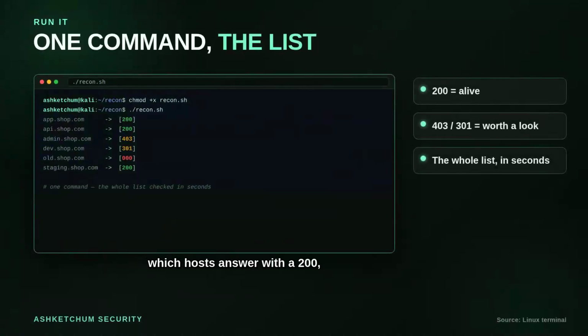So in one run, you see which hosts answer with a 200, which threw a 403, and which are dead. That's a live host checker, the kind of thing real hunters run first on every engagement, and you just wrote it in under 10 lines.